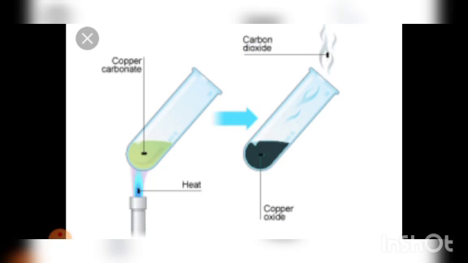So here there is a single reactant in the first test tube. It has been subjected to heat, and then in the products you can see there is copper oxide which has formed, which is black in color, and carbon dioxide is liberated. This is the example of thermal decomposition.